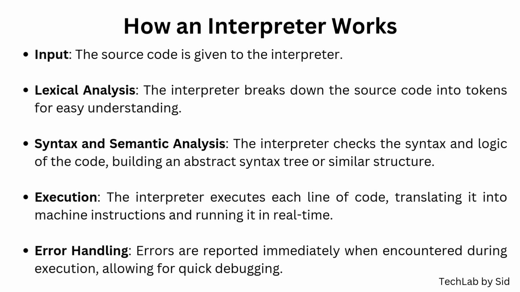How an interpreter works. Input. The source code is given to the interpreter. Lexical analysis. The interpreter breaks down the source code into tokens for easy understanding. Syntax and semantic analysis. The interpreter checks the syntax and logic of the code, building an abstract syntax tree or similar structure. Execution. The interpreter executes each line of code, translating it into machine instructions and running it in real time. Error handling. Errors are reported immediately when encountered during execution, allowing for quick debugging.